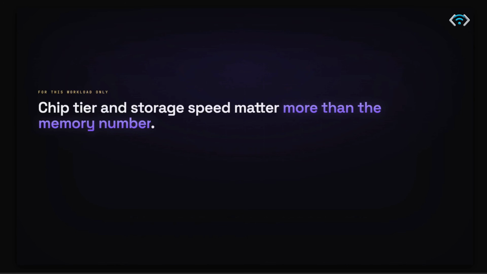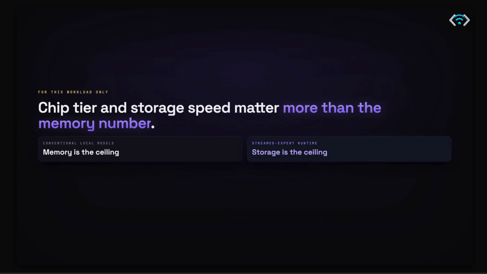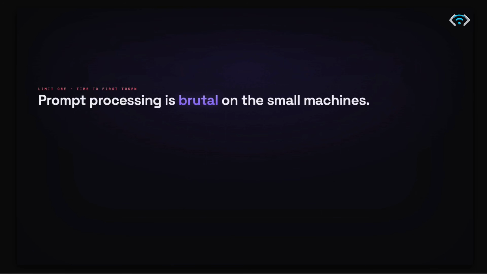2 machines with identical 16 gigabytes, one on a base chip and one on a Pro tier chip. The Pro tier is about 22% faster, same memory, different silicon, so the buying advice inverts. For this kind of workload, chip tier and storage speed matter more than the memory number, which is the reverse of every Mac AI recommendation you'll read. Including, in fairness, the general advice I'd give for conventional local models where memory absolutely is the ceiling. 2 different workloads, 2 opposite answers. That's not a contradiction. It's what happens when a technique removes one bottleneck and exposes the next one.